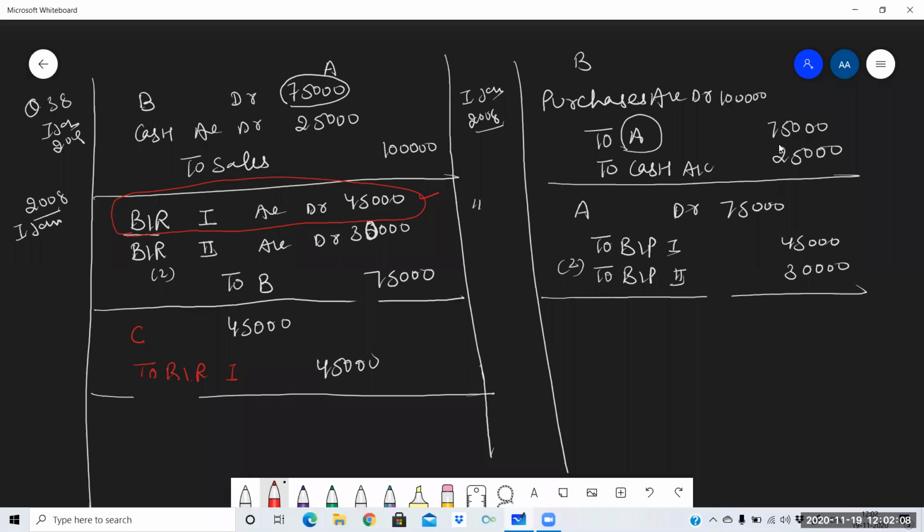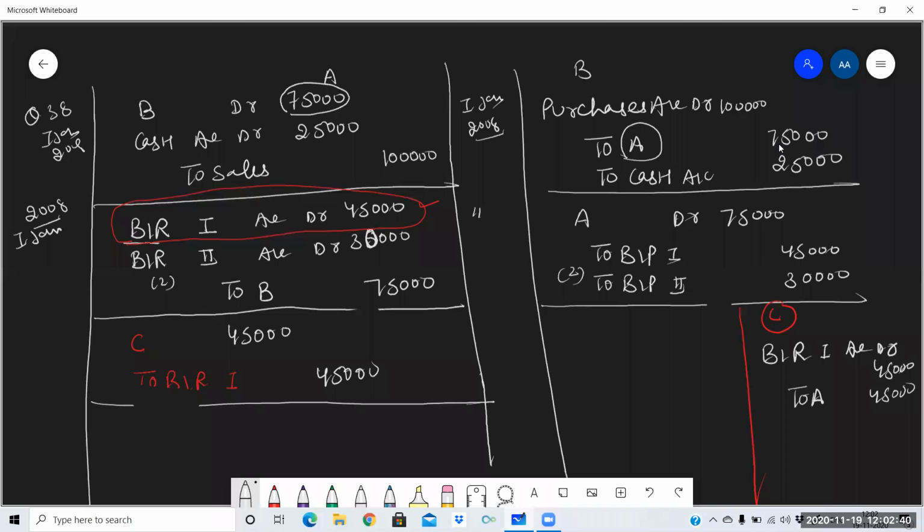Now what will be the entries in the books of C? So here I am making the books of C. In C's book, C is endorsee. So he has received the bill. So what entry he will be passing? BR1 account debit, and from whom he has received the bill? A, to A, 45,000. So this is the settlement of first bill which A has done.